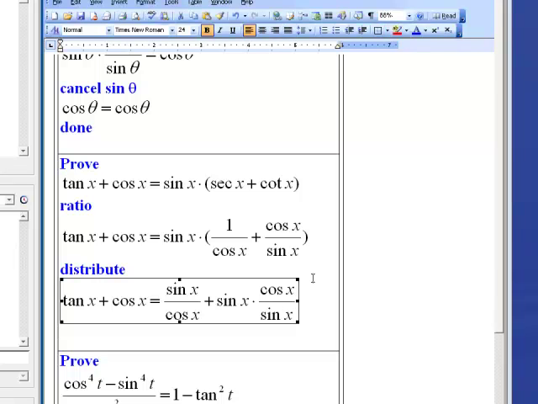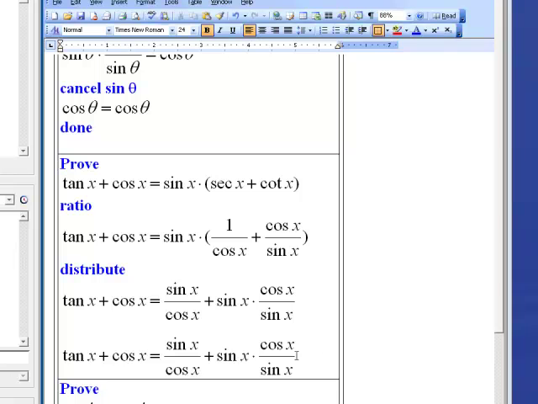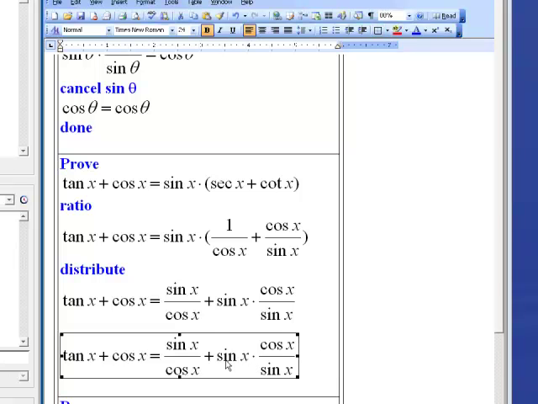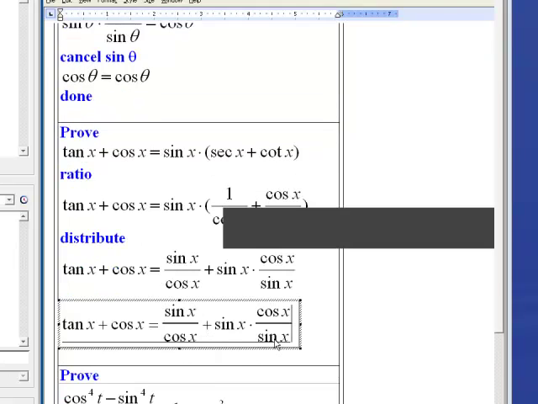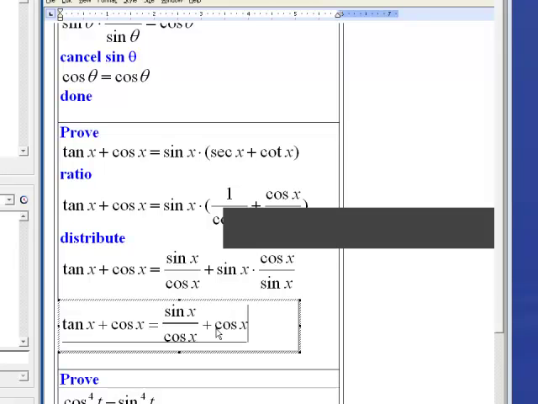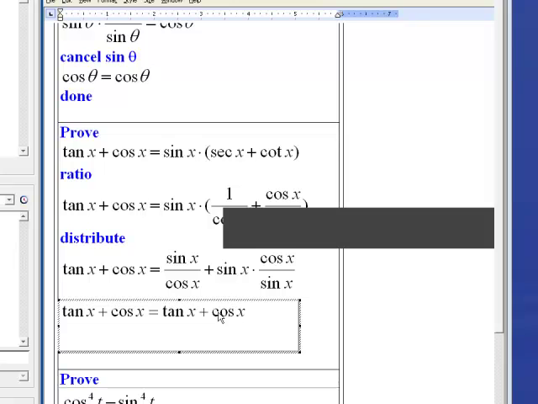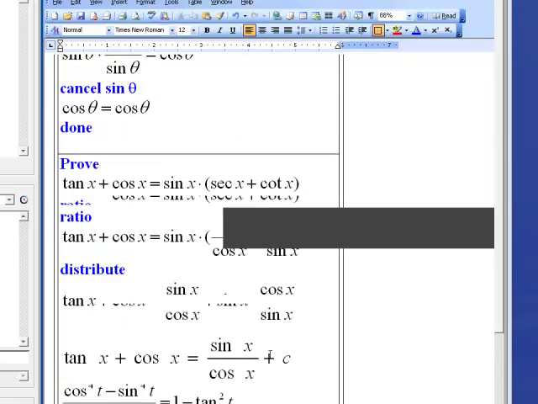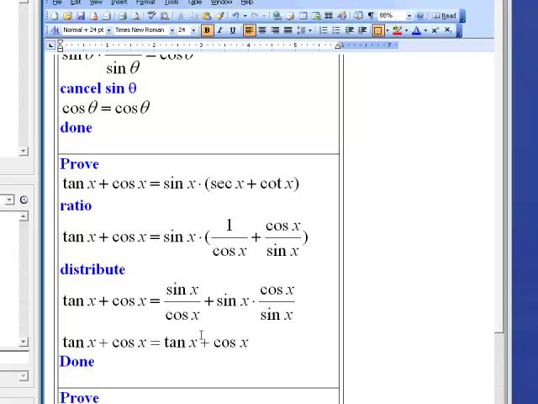So distribute here, and then of course on the next line I can see what's going to happen. Here of course the sine x is canceling, and what we have is cosine x. And what we have here is the ratio identity tangent x. And as we can see, we're done. And I may want to write down what I just used as a ratio identity.